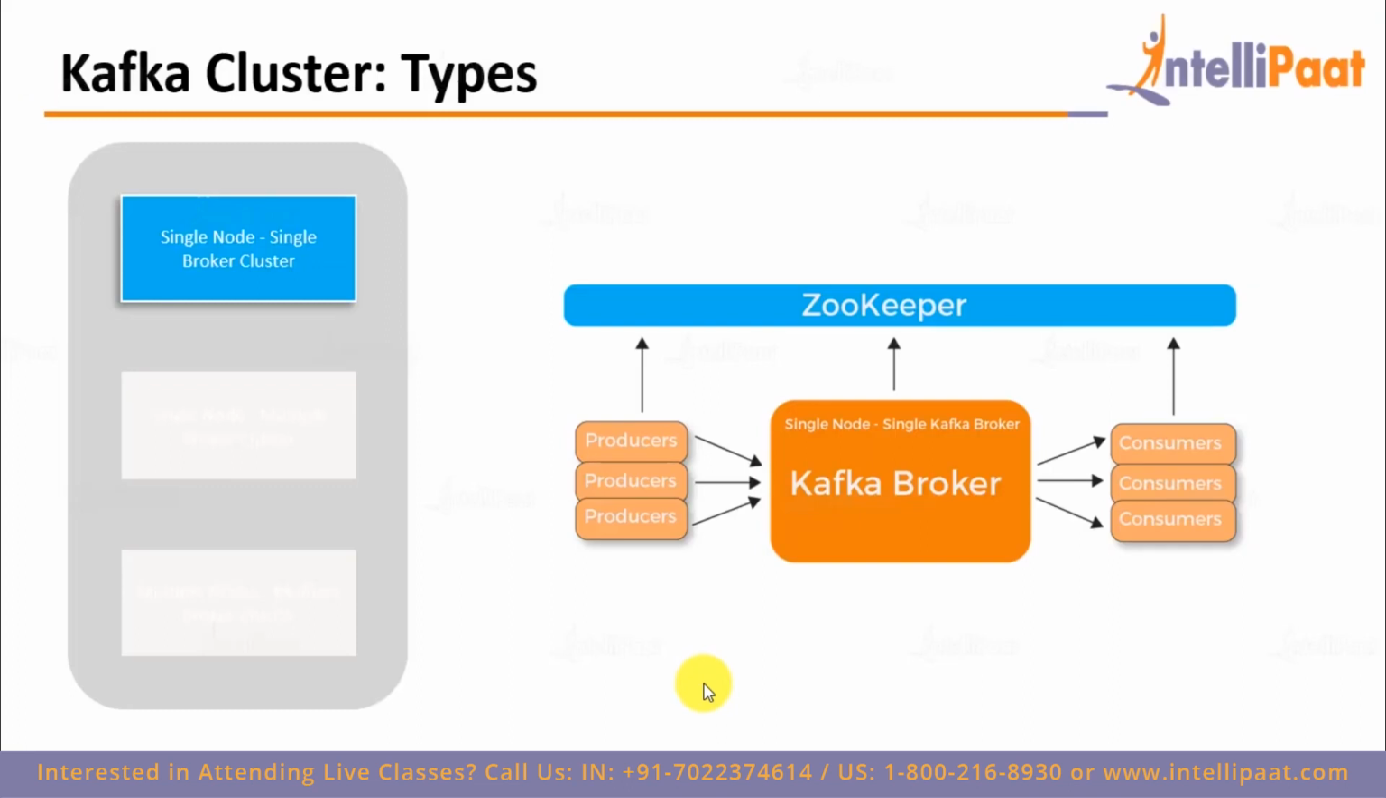So first we have the single node, single broker cluster. In a single node, single broker cluster, we just have a single node. Now, what do I mean by single node? Single node basically means a single system. In this single system, we have a single Kafka broker, and we have producers sending messages to this single node, and these messages would again be consumed by all of these consumers over here. So we just have a single system, and in that single system, we have a single broker present. And that broker is responsible for maintaining the balance between the producers and the consumers.